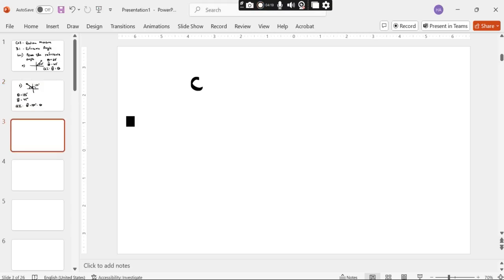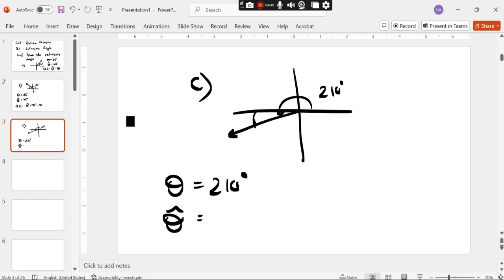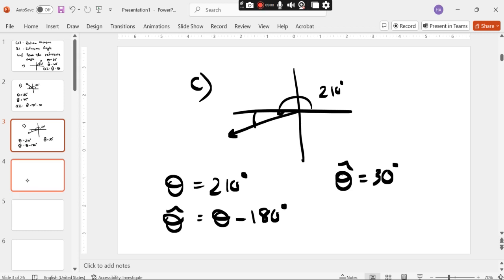And so we got C on our hands. How about quadrant 3? I'm going to pick something in quadrant 3, 210 degrees. So my theta is 210, but my reference angle is 30. In this case, we were talking about how many degrees we have passed 180. Notice the reference angle always ties back to the x-axis. So what's my formula? In this case, it's theta minus 180. And the reference angle here is 30 degrees. Are we good there? Super cool.